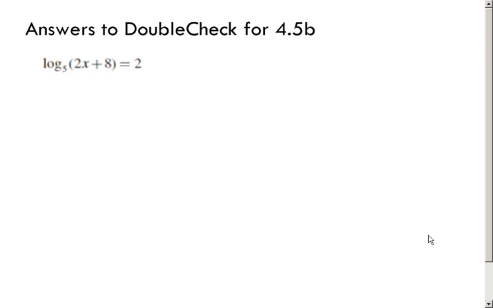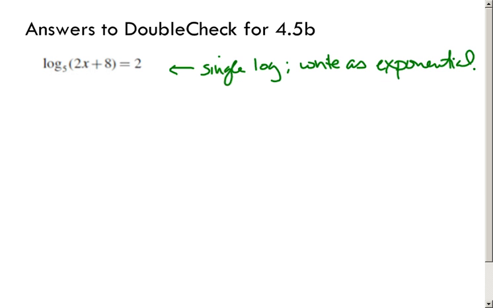This is a 3.0 problem. I apologize for the fuzziness. It's a copy of a copy. Log base 5 of 2x plus 8 is equal to 2. If it's like this and you've got your single log, write it as an exponential. So this will come down here and it'll become 5 squared equals 2x plus 8. And then from here, it's just algebra 1.